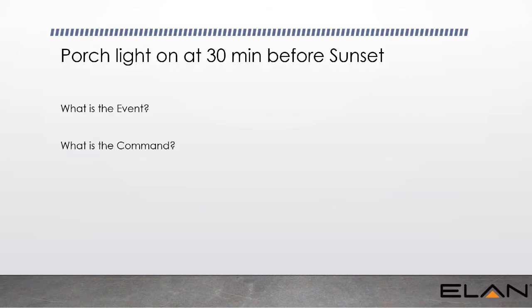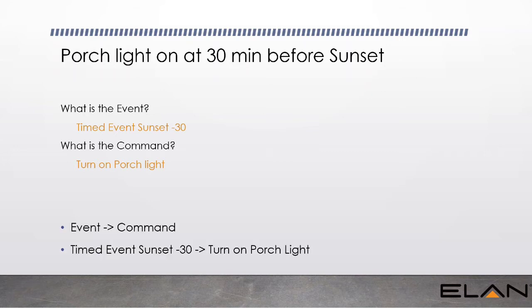Let's talk about a couple of event maps and then we'll go into configurator. Client would like the porch light on at 30 minutes before sunset. What is the event? Timed event, sunset minus 30. What is the command? Turn on porch light. Or another way of looking at event to command, timed event, sunset minus 30, turn on porch light.